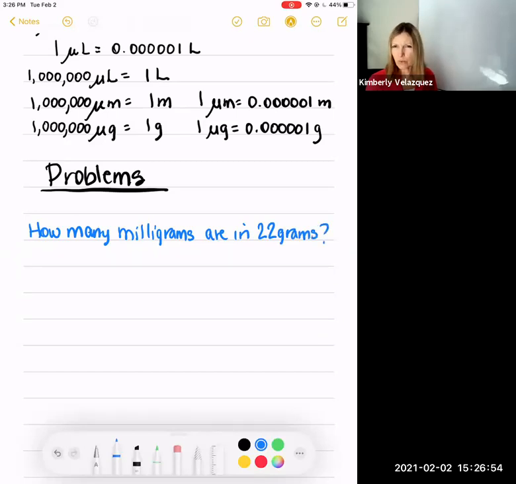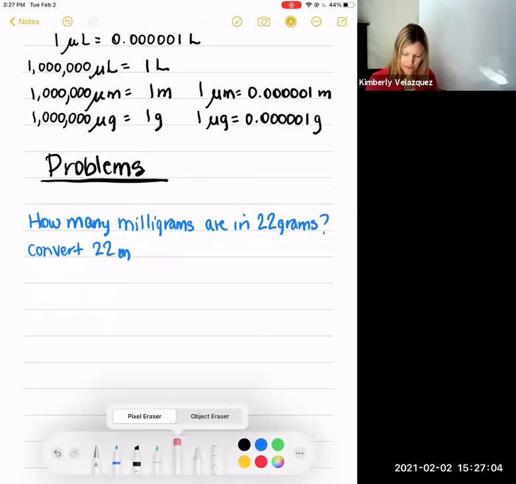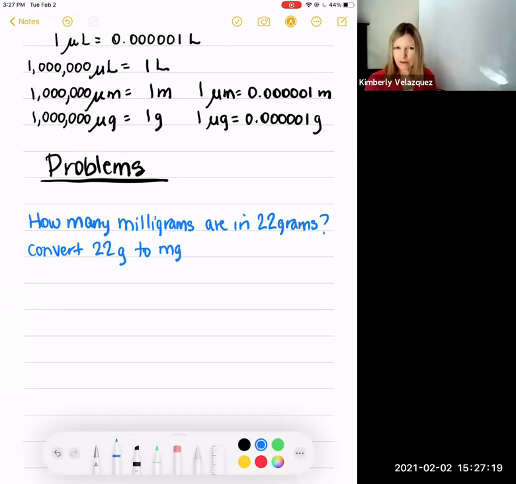Okay, another way we could word this problem, incidentally, is we could just say something like convert 22 grams to milligrams would be another way of saying that.